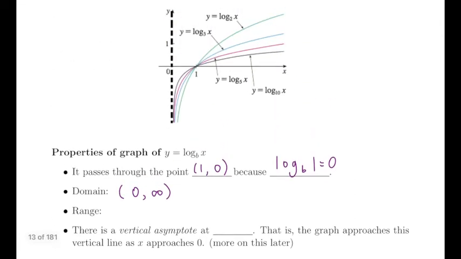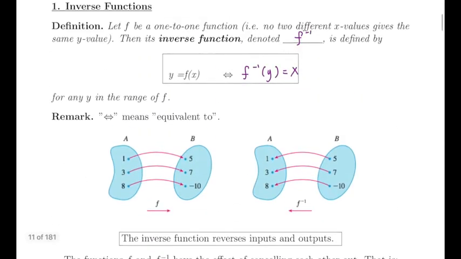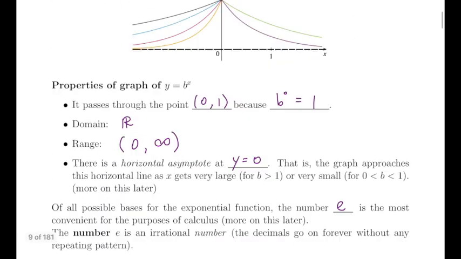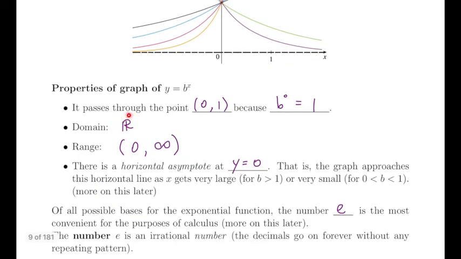Now similarly, the range is all the y values or all the output values that the graph takes on. So looking at these graphs, you can see that this goes down forever, this goes up forever, so the range is all real numbers. Or again, you could have just looked at the original function, y is equal to b to the x, and look at its domain. Remember that the domain was all real numbers. That means the range of the inverse is all real numbers as well.